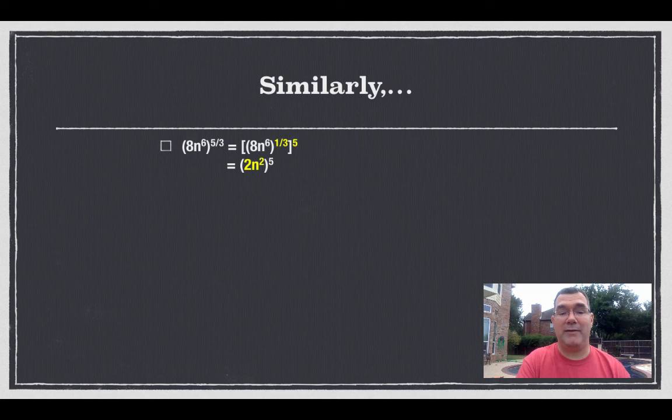I still have that 5 on the outside that I haven't used. But remembering what I learned in the first lesson, 2 to the 5th is 32, and n squared to the 5th is n to the 10.